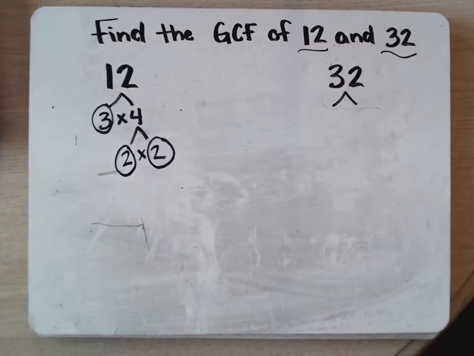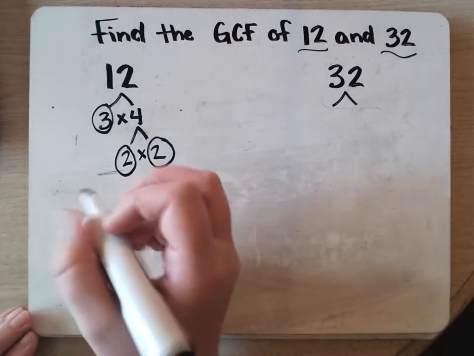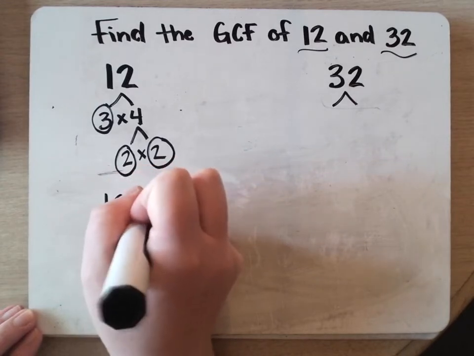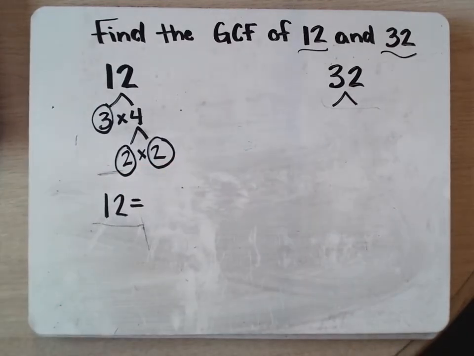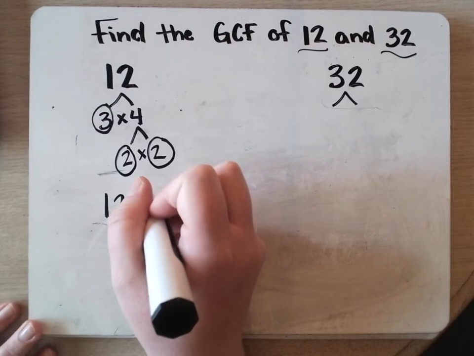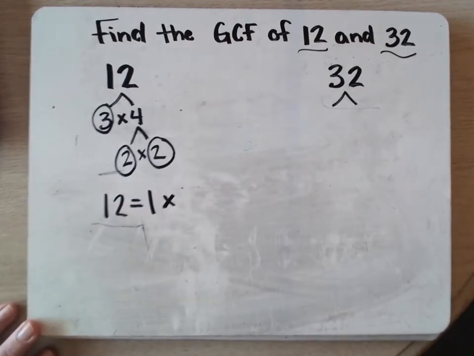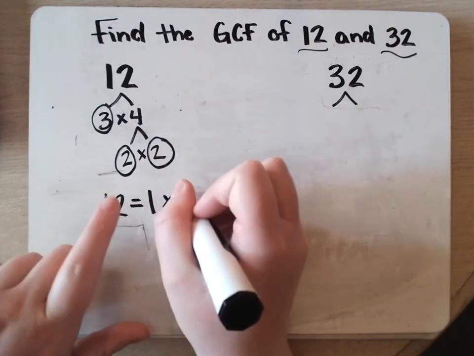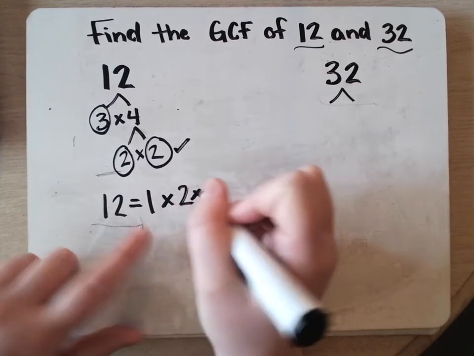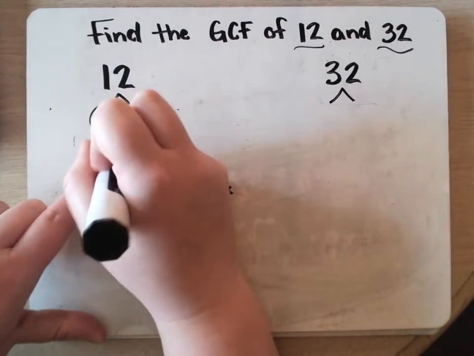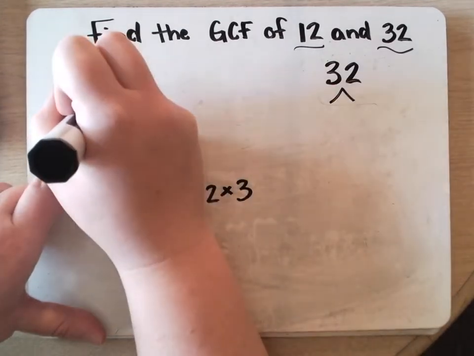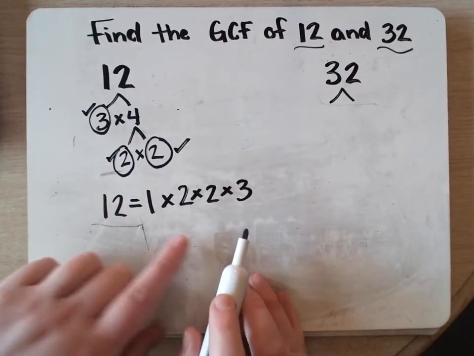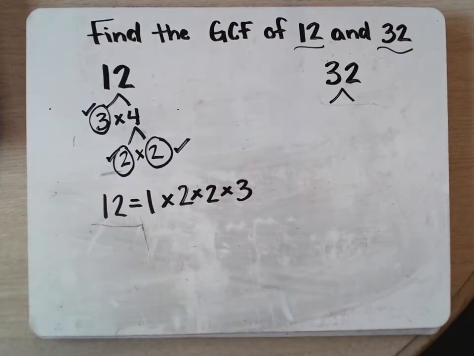Now that we've finished our factor tree for 12, you need to pull those numbers out and check. So come down below your tree and write 12 equals. 1 is a factor of every number, so that's always going to be the first number on our list. So 12 equals 1 times, and I'm going to start my list going from the smallest to the largest. So 1 times 2 times 2 times 3. Now we're multiplying because we're looking at factors. You multiply factors together to find a product.